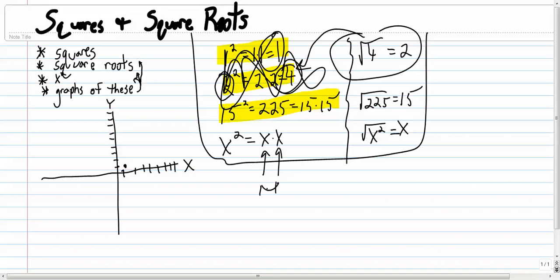Okay, but what if we put in 2 for x? So 2 times 2 is 4. So if we put in a 2 for x, that's in this neighborhood. So 1, 2, 3, 4. So you get the idea of this graph, and what if we put in zeros? I probably should have started with that. 0 times 0, so we're going to have a dot here. So you get the idea that this graph is going to go up fast.